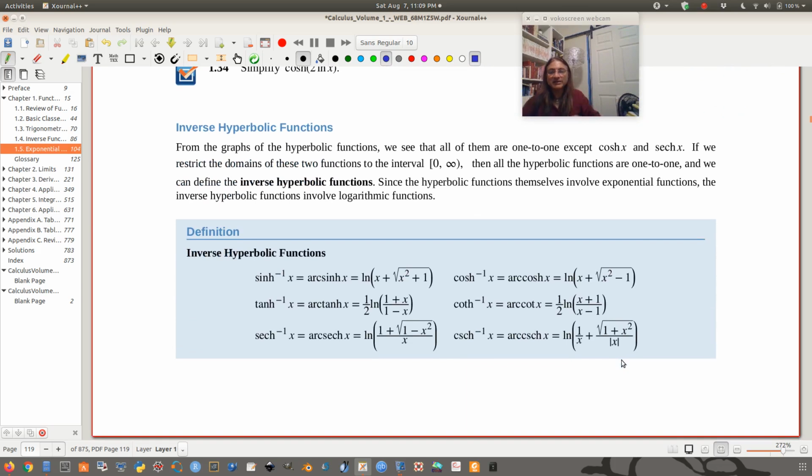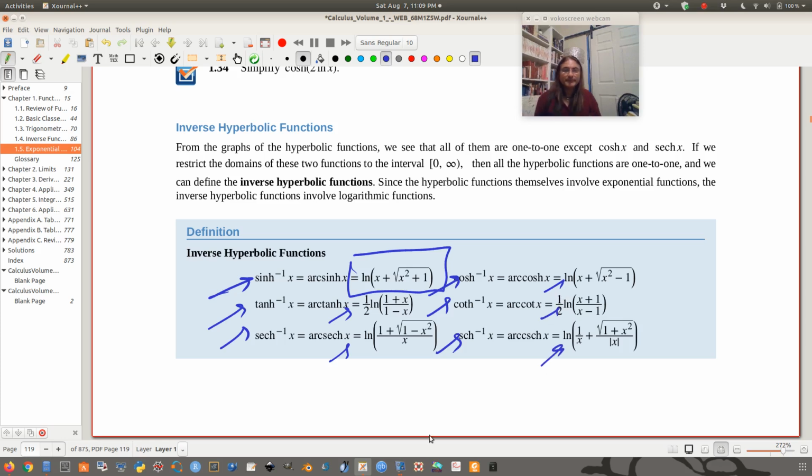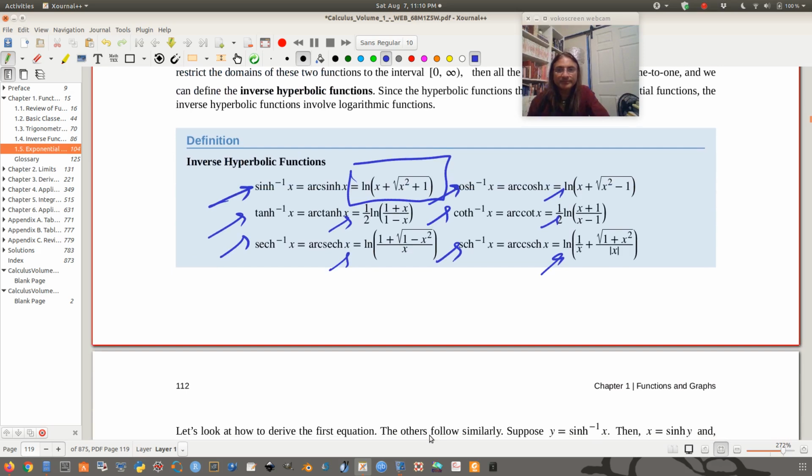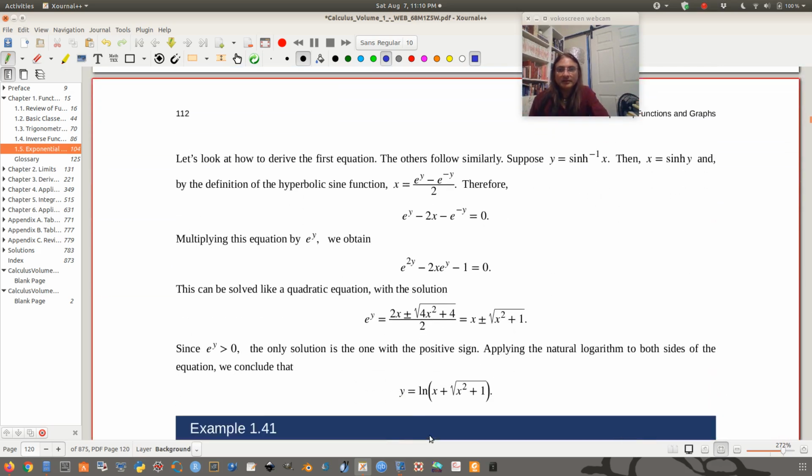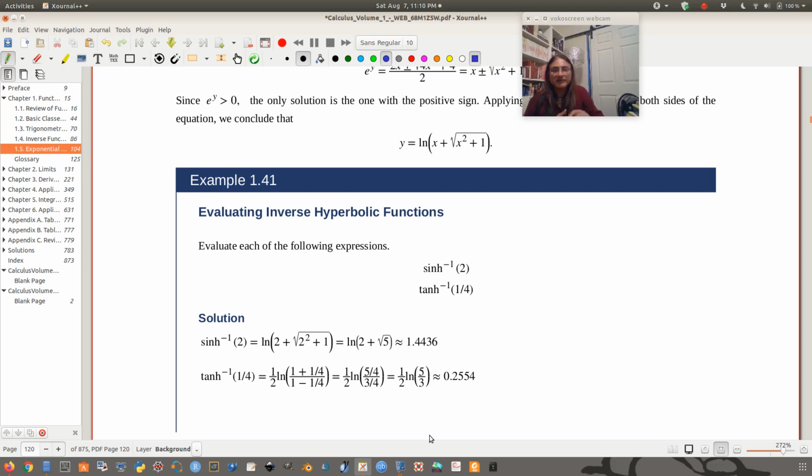Okay, and finally, we can obtain the inverse functions for all these 6 hyperbolic functions, and we can prove that they are these natural log expressions. As an example, if you're asked to find the inverse of hyperbolic sine of 2, just plug in the natural log function and obtain the result. And the same thing over here. And that finishes this chapter.